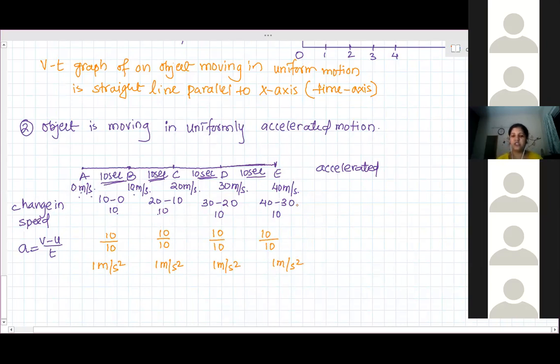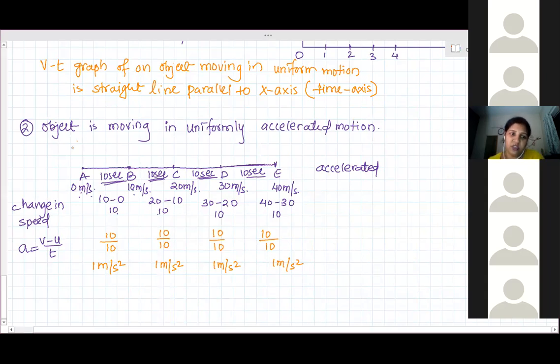The acceleration is the same. So such a type of motion, where the object is increasing its speed at a constant rate, with equal increment in speed in equal intervals of time, in which acceleration remains constant, is called uniformly accelerated motion. Able to understand? Yes, ma'am.